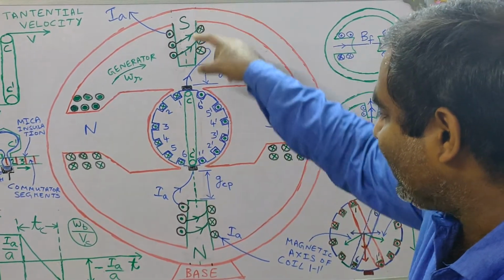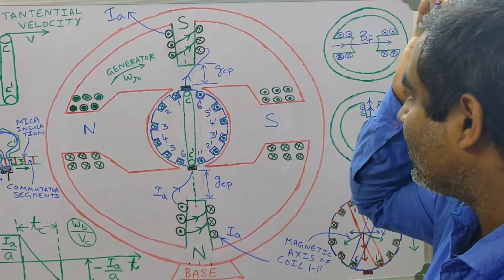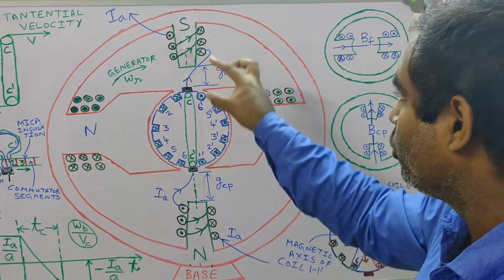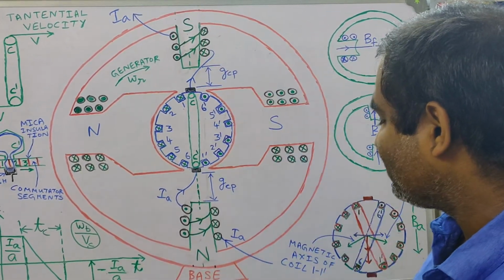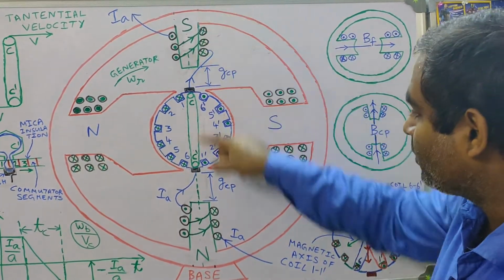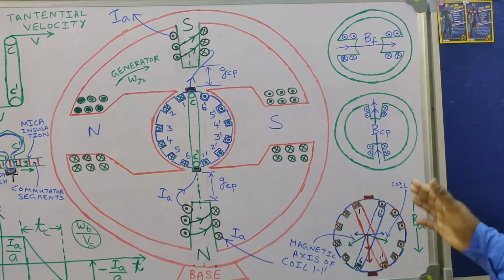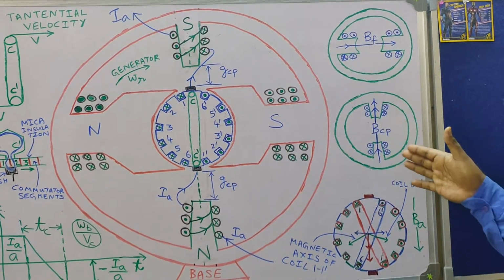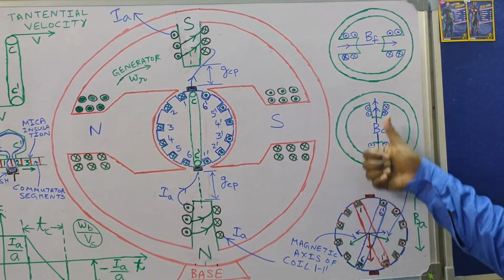The interpolar axis is that axis along which the air gap is maximum. So interpoles are narrow poles which are fitted to the yoke along the interpolar axis. You can find the flux direction by the right hand grip rule. Cross means current is entering the board, dot means leaving. You see the thumb is pointing outwards.